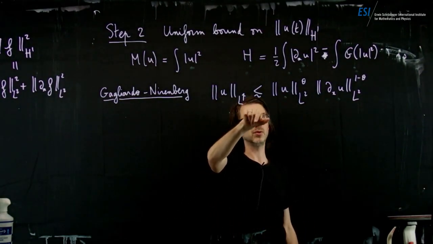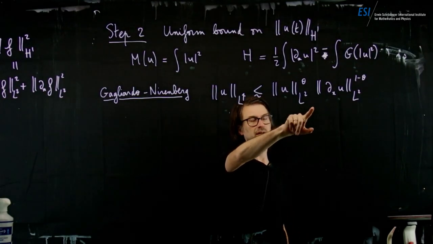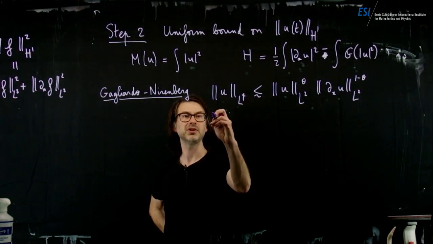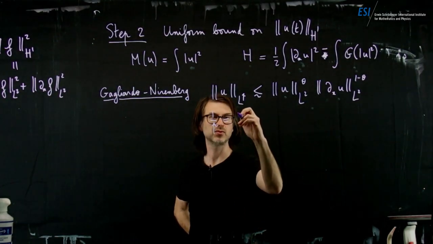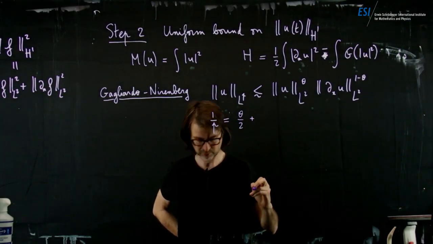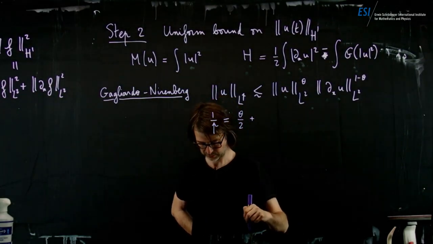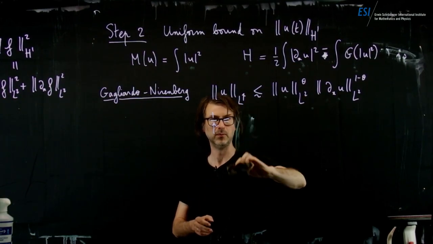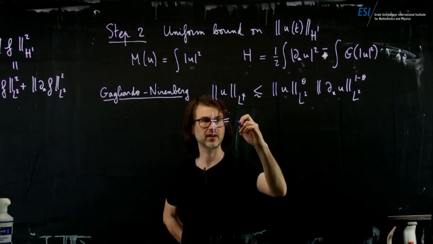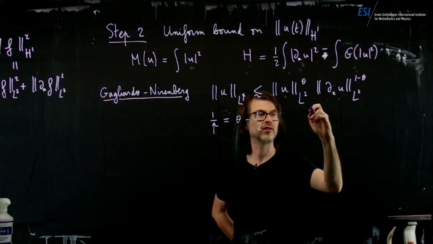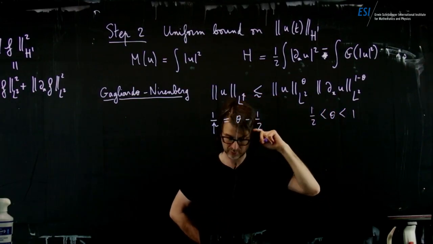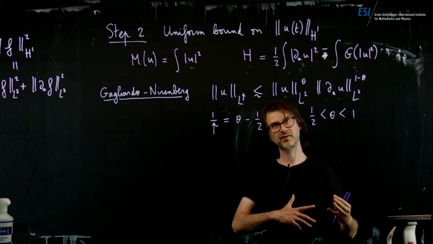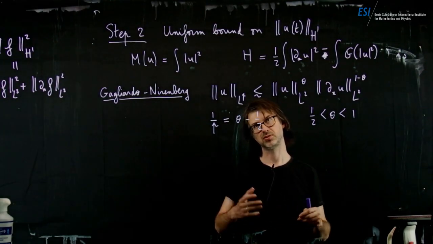So everything is tied by scaling. Both sides of this inequality have a scaling, so you can easily deduce what the relation is. 1 over p is theta over 2 plus 1 minus theta times 1 half, where theta lies between 0 and 1. So you can think of it as a way to interpolate between the Sobolev embedding and just the L2 norm, something like that.